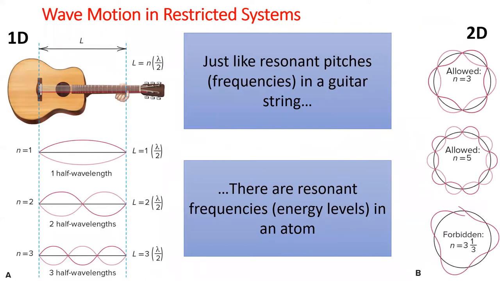Think of electron orbits as similar to this. There are only certain allowed frequencies for the electron wave to exist in. The allowed energy states make a stationary pattern around the nucleus. Because the stationary pattern is not moving, it's not losing any energy via radio waves.